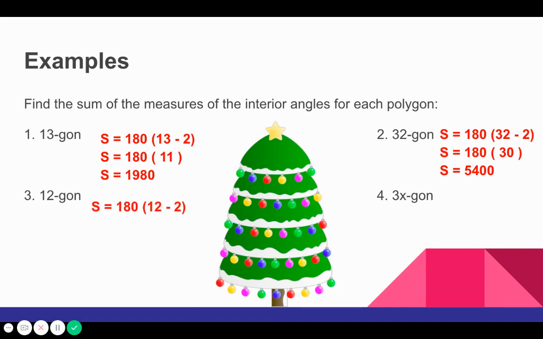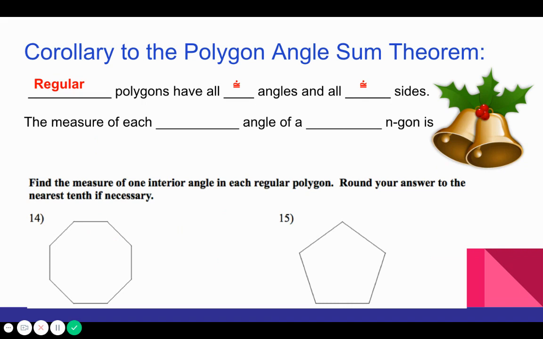Now a 12-gon is often called a dodecagon, so it does have a special name. And in this case, 180 times 10, the total is 1,800.